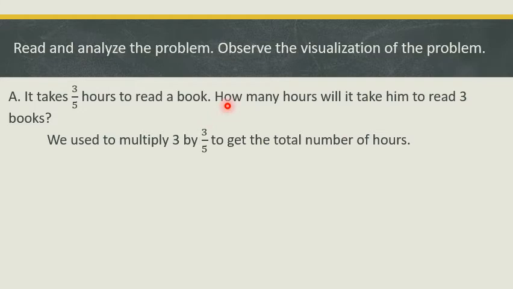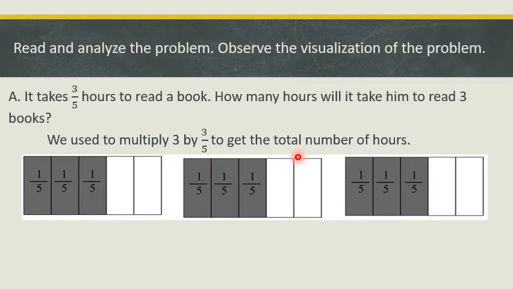So, this problem requires us to multiply. Okay, so mag-multiply po tayo. Multiply natin yung 3 by 3/5 to get the total number of hours. If we are going to illustrate, tatlong 3/5. Ito, isang 3/5. Tatlo yung shade, then 5 yung hati. So, 3 times 3/5 nga. Bali tatlong ganyan ang gagawin natin.